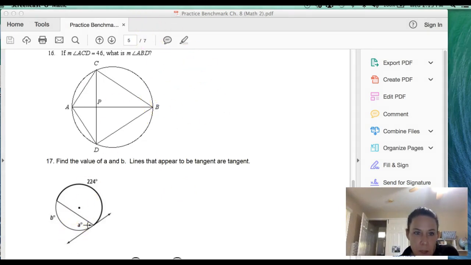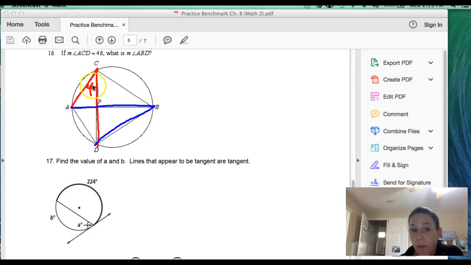Let's go ahead and look at 16. It says if ACD, so let's do, oh, not B, sorry, ACD. So this is the angle we're looking at here. All right, so they said that angle is 46, right there. Then it asks for the measure of ABD. So we want the measure of, let me see if I can change colors here, ABD, this one right there.